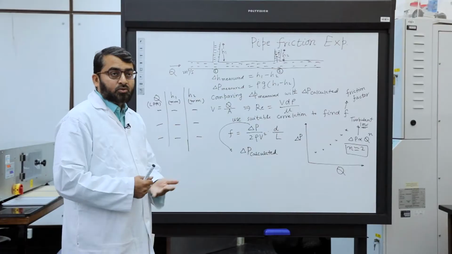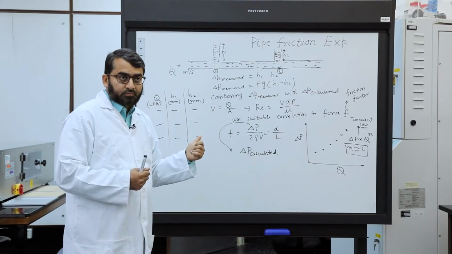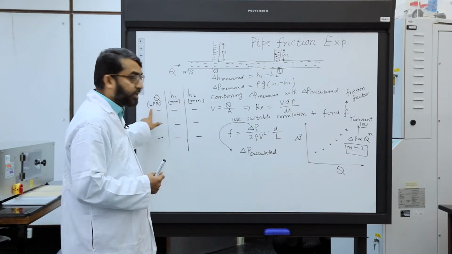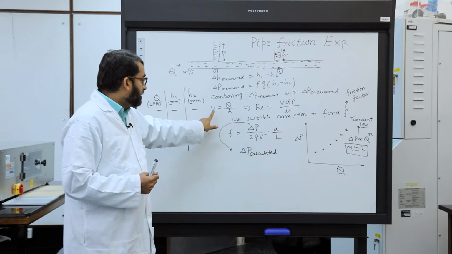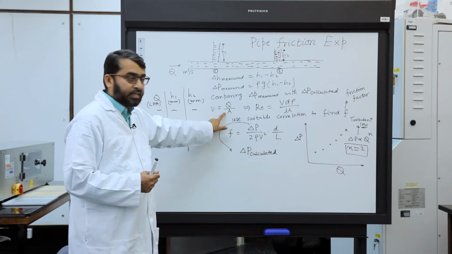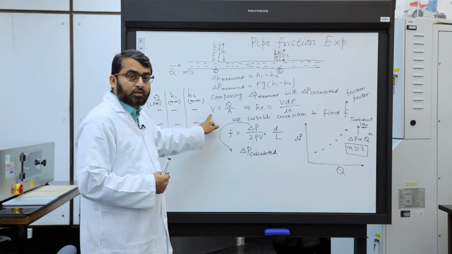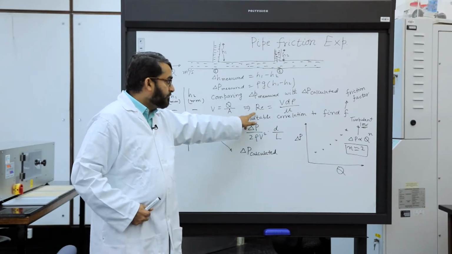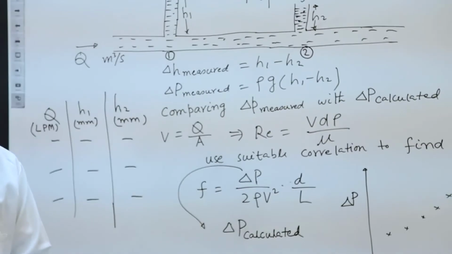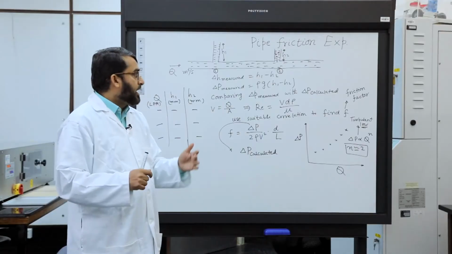Now your job is to compare the experimental data with the calculated data. So how are you going to do that? For each measurement you have the flow rate. You get the velocity by dividing the flow rate by the area. The diameter of the pipe is given to you. Once you know the velocity, you can calculate the Reynolds number. And once you know the Reynolds number, you know the region of your flow, whether you are in laminar, turbulent, or very highly turbulent flow, and so on.